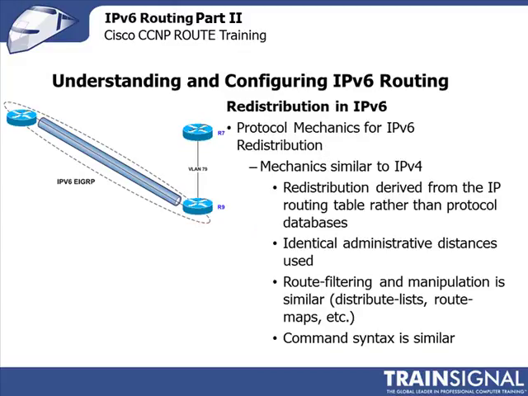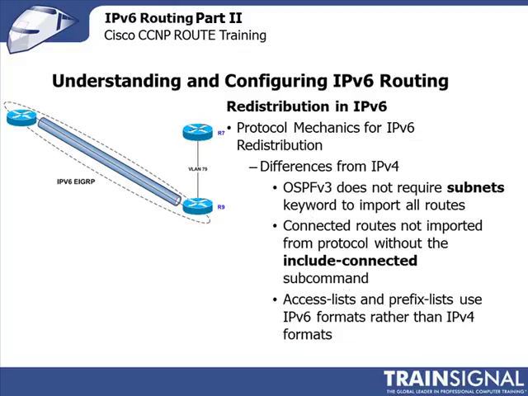To redistribute routes in IP version 6, again, it's very similar to the mechanics in IP version 4. Don't let the different formats and addressing throw you off. There's a great deal of similarity. It's still routes are redistributed from the IP routing table. It uses the same administrative differences. Route filtering and manipulation is similar. Distribute lists, route maps, prefix lists, all that is the same. And the command syntax is almost the same as well.